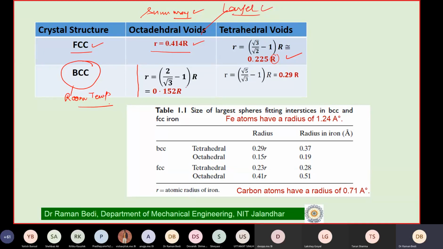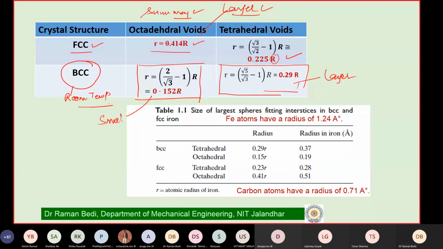These are smaller. Whereas in the case of BCC structure, when you try to find out the location and then you find the size also by the similar method, we find that the trend is opposite. Now the tetrahedral voids are larger and the octahedral voids are smaller. There's one more contradiction which we observe here. Can anyone tell me what is another contradiction that you observe here between FCC and BCC as far as the void size is concerned?